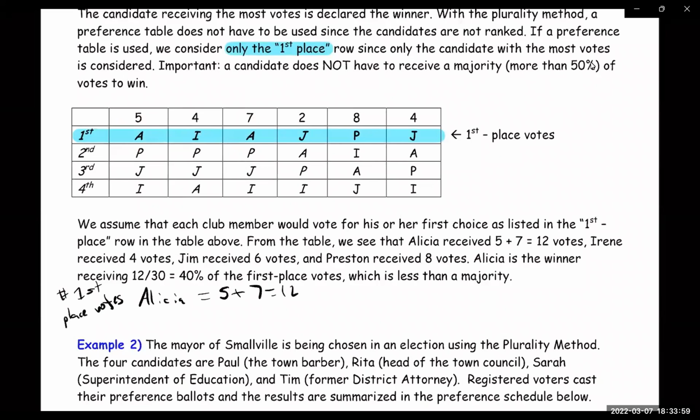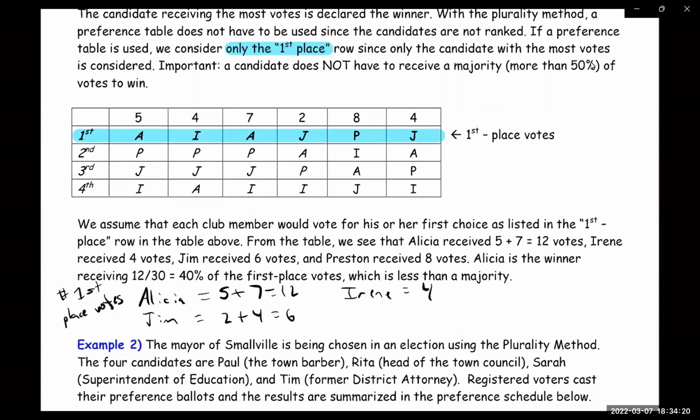Okay, and let's look at who's next. Doesn't matter. Let's say Jim. How many first place votes did Jim get? 6. 2 and 4 is 6. All right, how about Irene? Just 4 first place votes.